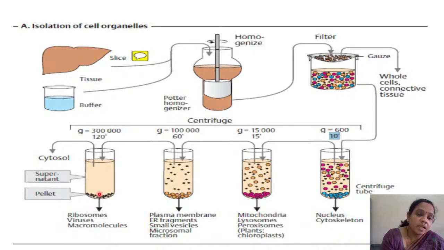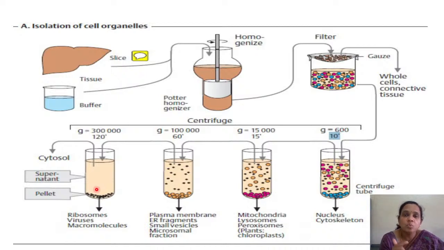Now after that, you get a clear fluid. That clear fluid is nothing but the cytosol. So the process of isolation of cell organelles involves three steps. One is extraction, in which buffer is used and the tissue is extracted from that. Then homogenization, in which the tissue is broken down or mashed to form a fine puree. It is completely mashed.